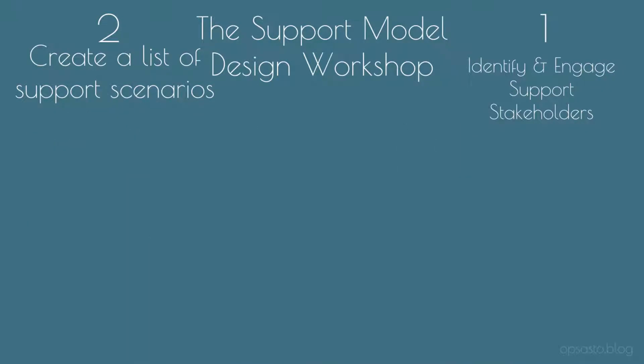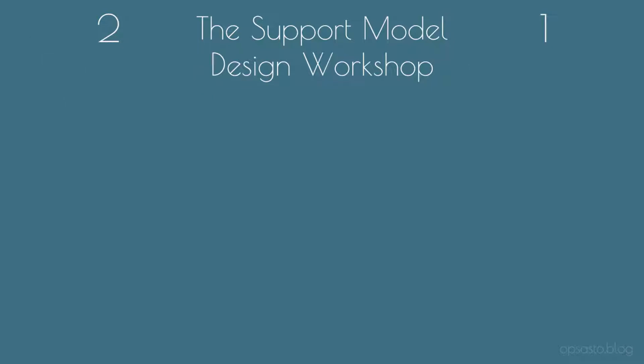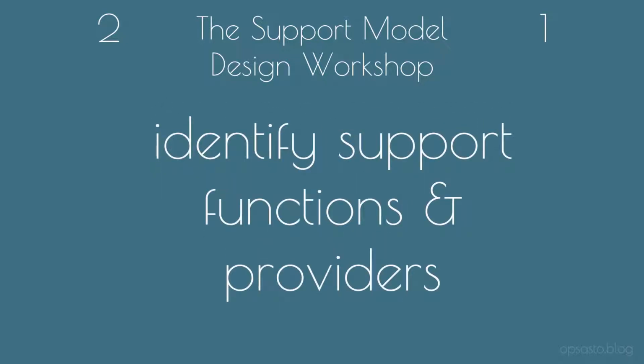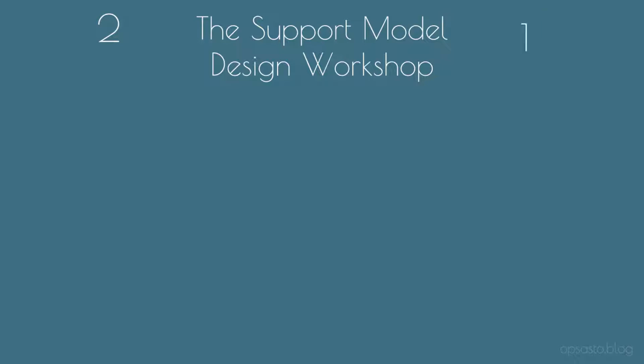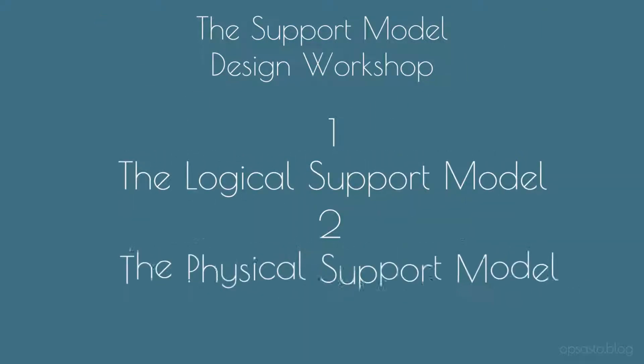This is the first step in the process of designing a support model. Please note, this is also the same process to follow for updating a support model. The goal of the workshop is to identify and agree on the required support functions and, where possible, identify the providers of the support function. After the support model design workshop, you should have two deliverables as outcomes: the logical and physical support models.